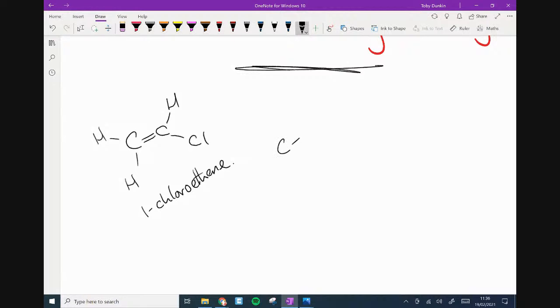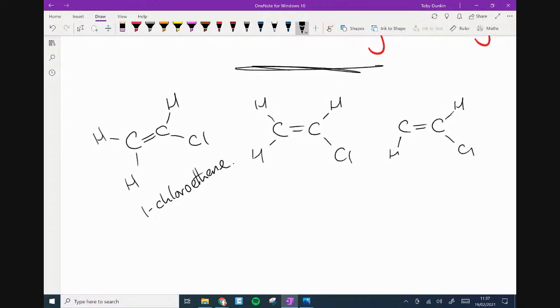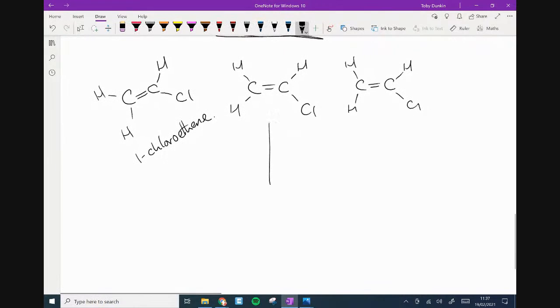Let's draw another one. I shouldn't be drawing them slanty like this. This is not a good way of doing it, Mr. Duncan. Come on. So here's the next one. Here's another 1-chloroethene. Let's do another one. Three of them. There we go. So many 1-chloroethenes.